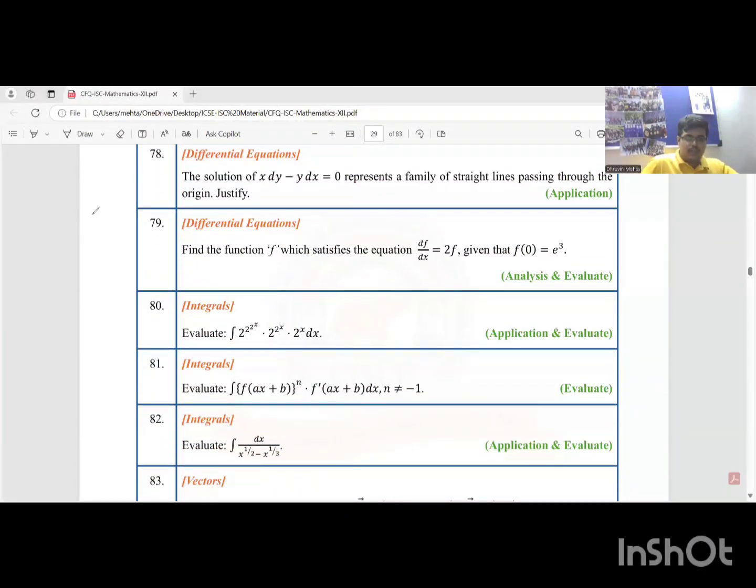Question 78, students, if you look at this question, you might be thinking, what kind of question is this? But it's not that difficult, provided you know one concept from grade 11 of lines passing through origin. Do you remember this basic equation of line, students, y equal to mx plus c?